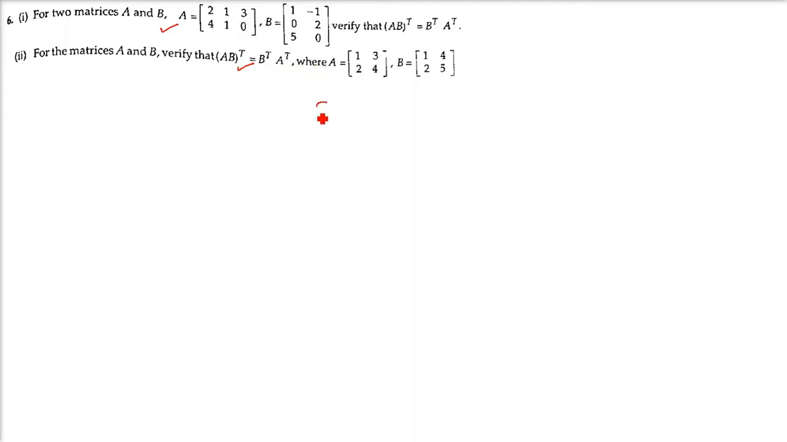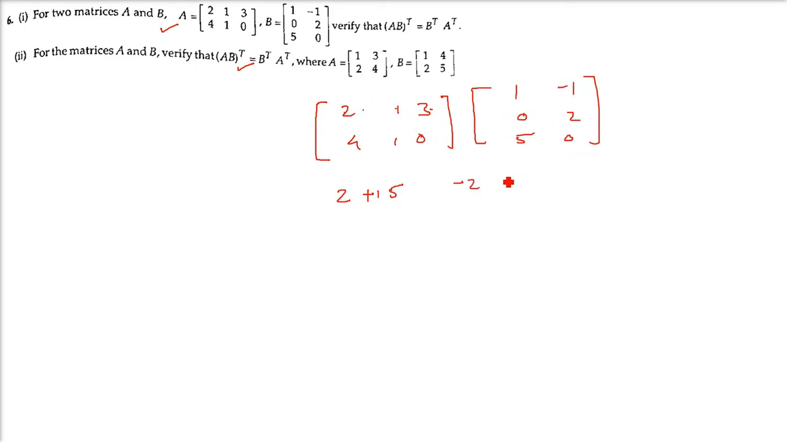So I'm writing A here. This is 2, 1, 3, 4, 1, 0. And then we have this B: 1, negative 1, 0, 2, 5, 0. First row, first column: 2 into 1, 2. 1 into 0, leave it. 3 into 5, 15. Add this. Then first row, second column: 2 into minus 1, negative 2. 1 into 2, 2. 3 into 0, leave it. Second row, first column: 4 into 1, 4. 1 into 0, 0. 0 into 5, 0.